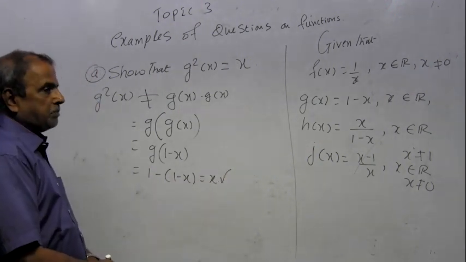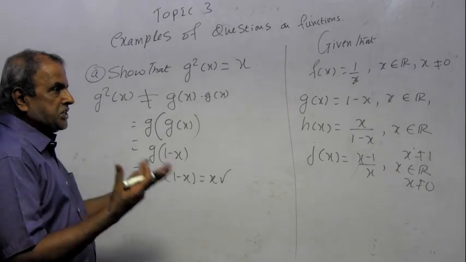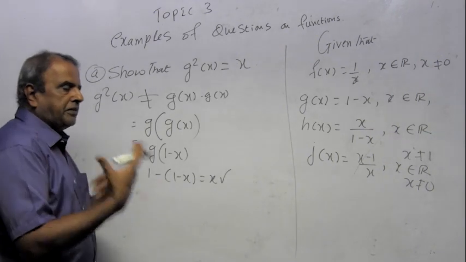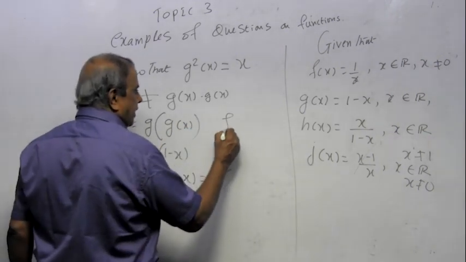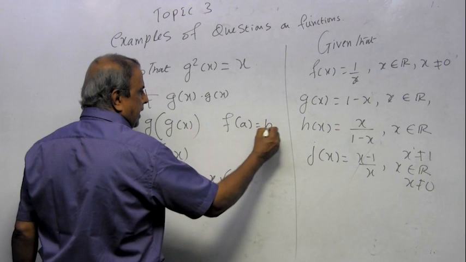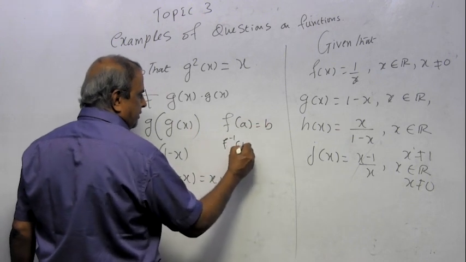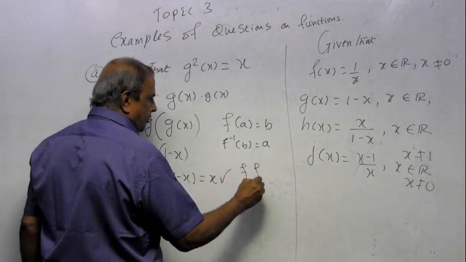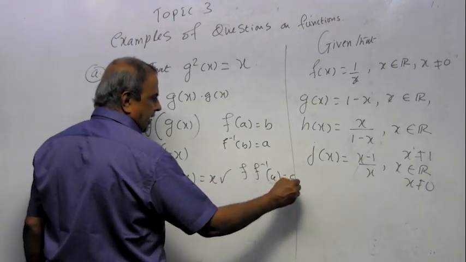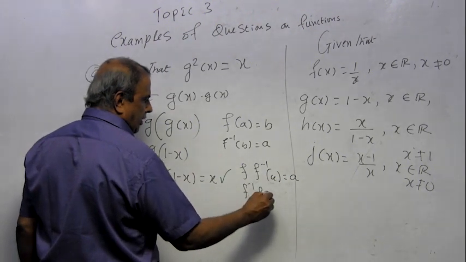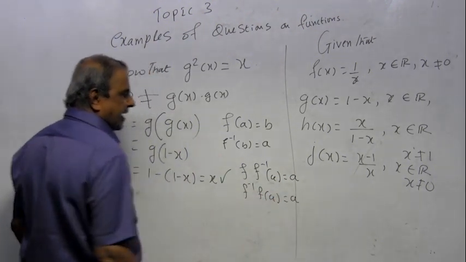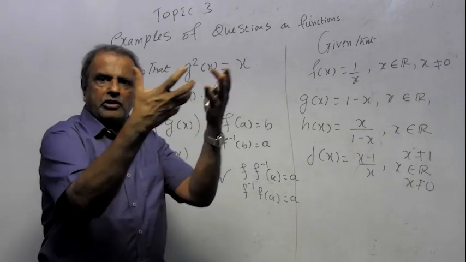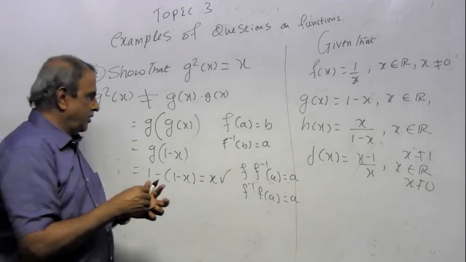Now, there's something I purposely didn't mention. I left it for this lesson because I thought some of you would have figured it out. Remember, if f of a is b, then f inverse of b is a, correct? So in other words, f inverse of f of a is a. So when you operate a function with its inverse, you come back to your original value.